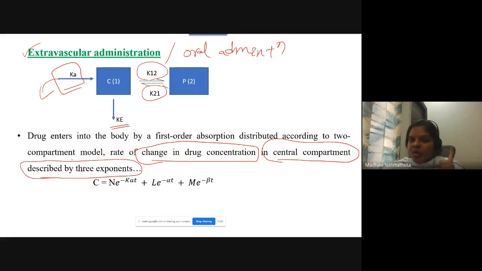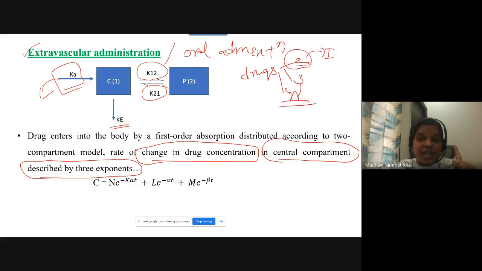Do you remember or not? While starting this two compartmental open model, I told you if the drug will have two exponents or three exponents or n number of exponents. In case of two exponents, we will get it in IV bolus. In case of extravascular administration, we have three exponents.